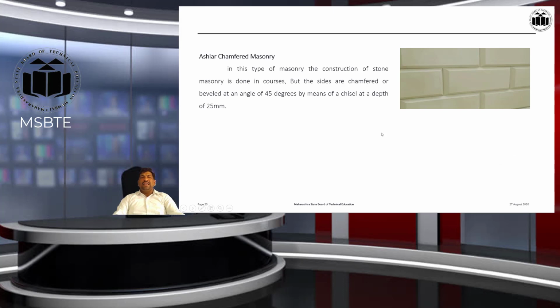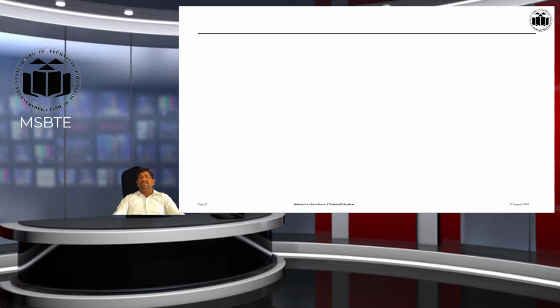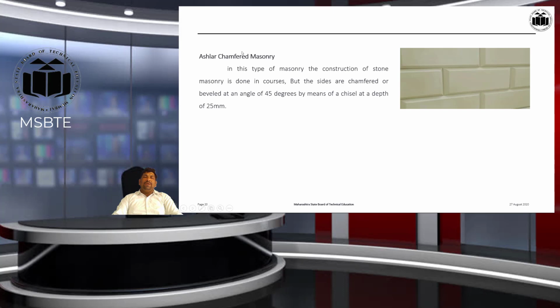Then ashlar chamfered masonry. This is the masonry where the chamfer for every stone is provided on all the edges, and that's why it is called ashlar chamfered masonry. In this type of masonry, the construction is done in courses, but the sides are chamfered or beveled at an angle of 45 degrees by means of a chisel at a depth of 25 mm.